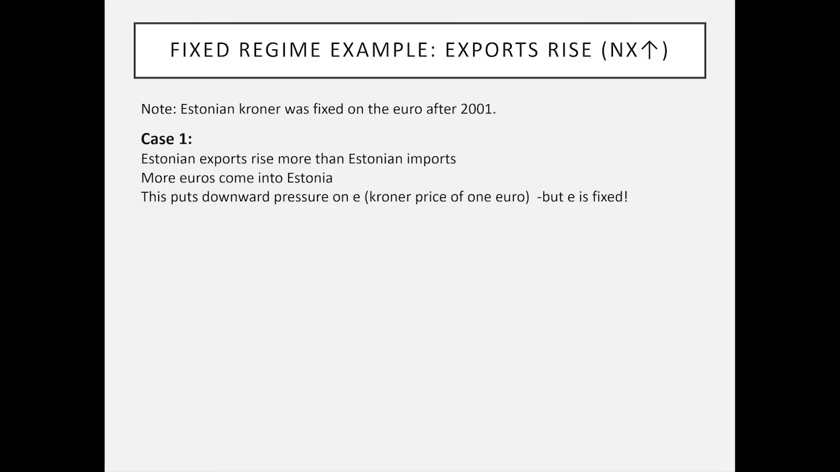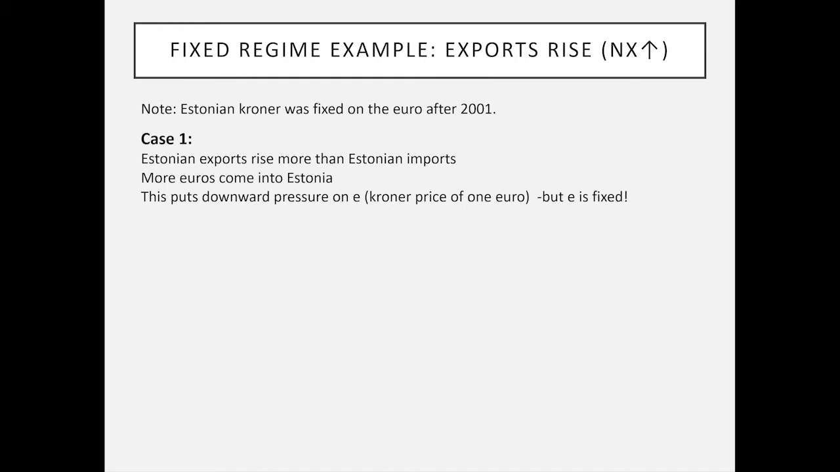Okay, we're going to look now at this idea of a fixed regime, but a specific example. I'm going to look at it for the case of Estonia, a small country in the Baltic, previously part of the Soviet Union. They were fixed on the euro after 2001, up until I think they adopted the euro around 2010 or so. In any event, let's look at the first case where, by chance, let's say, Estonia's exports increase faster than its imports, meaning net exports grow faster.